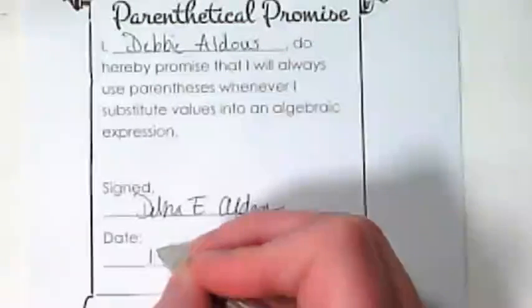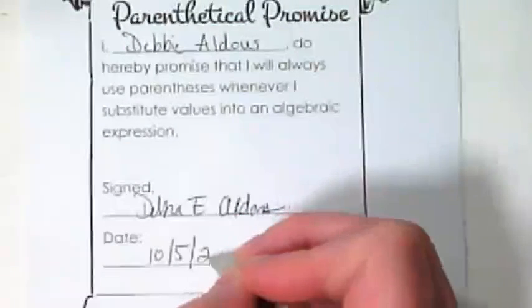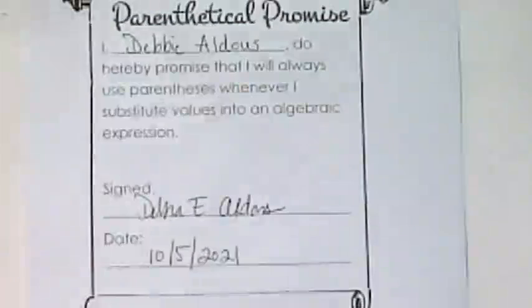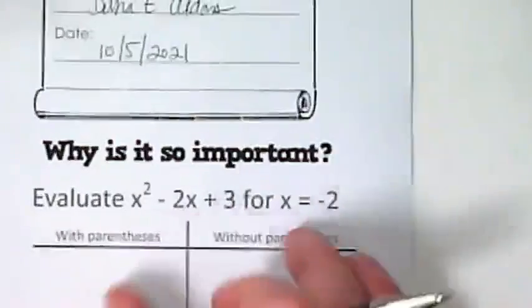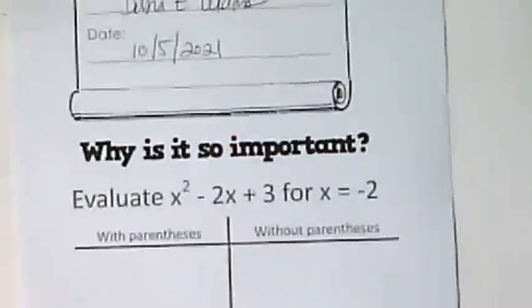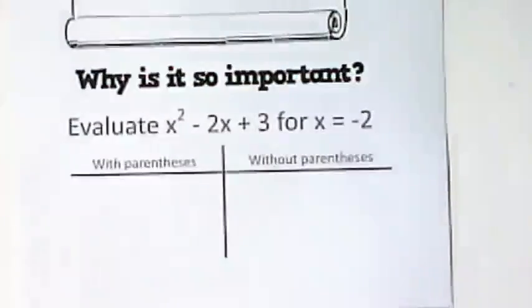Also, please put today's date. Anytime anyone asks you to sign your name officially as something, you should date it. And then we are going to show why it is so important by doing two examples together. And this is where I need you to be ready to write as I'm writing.